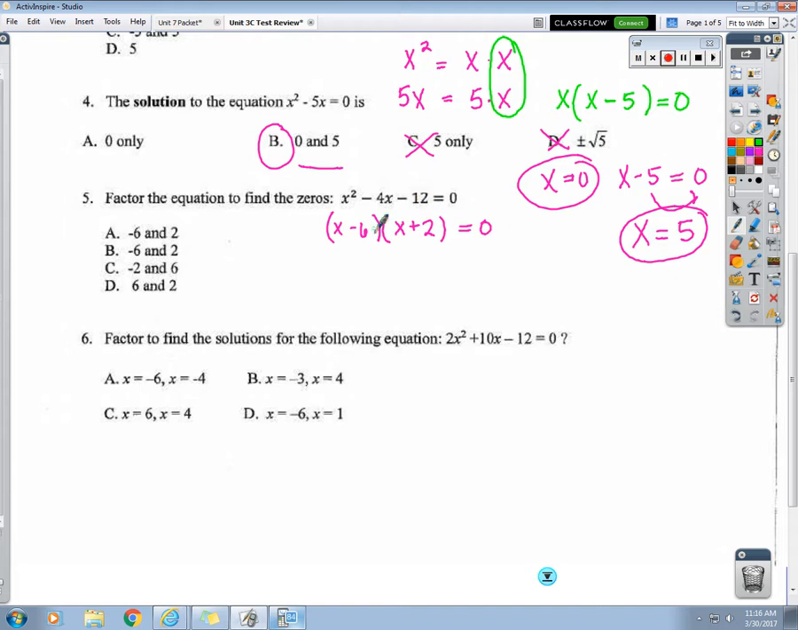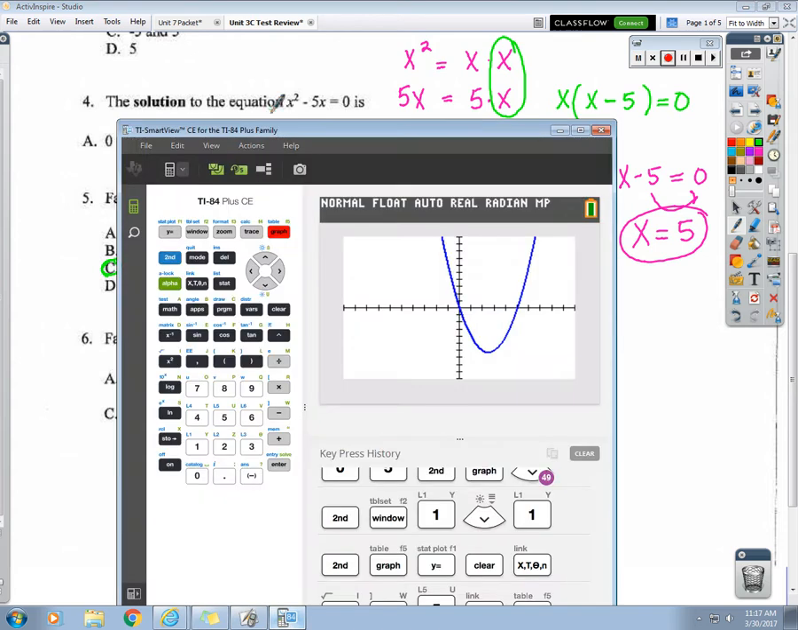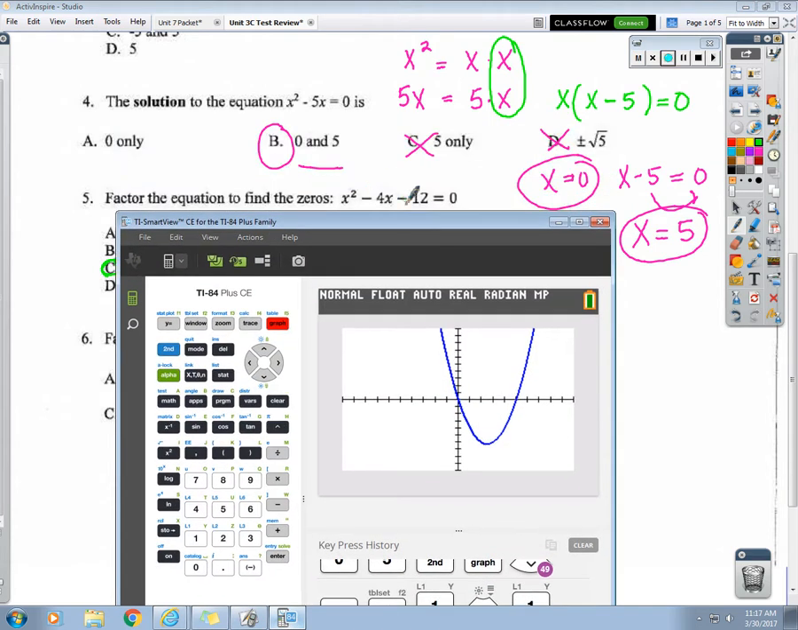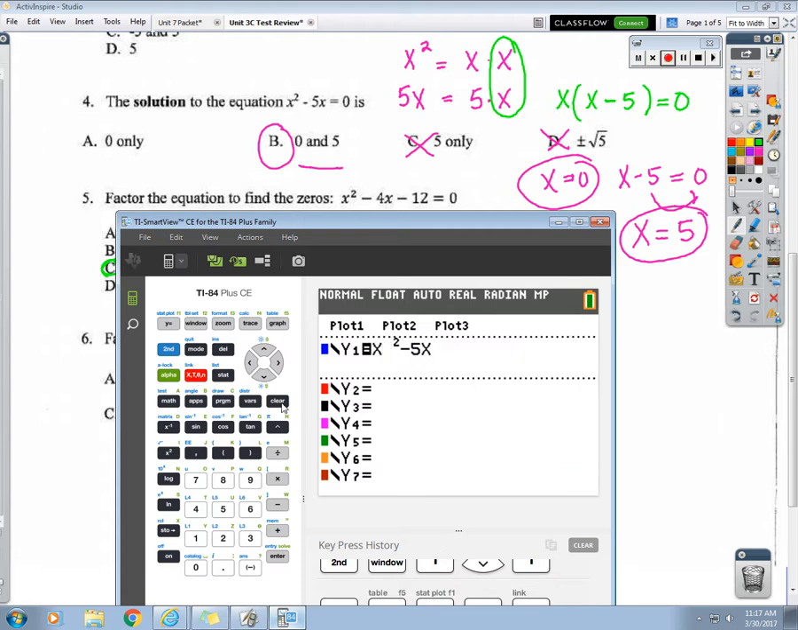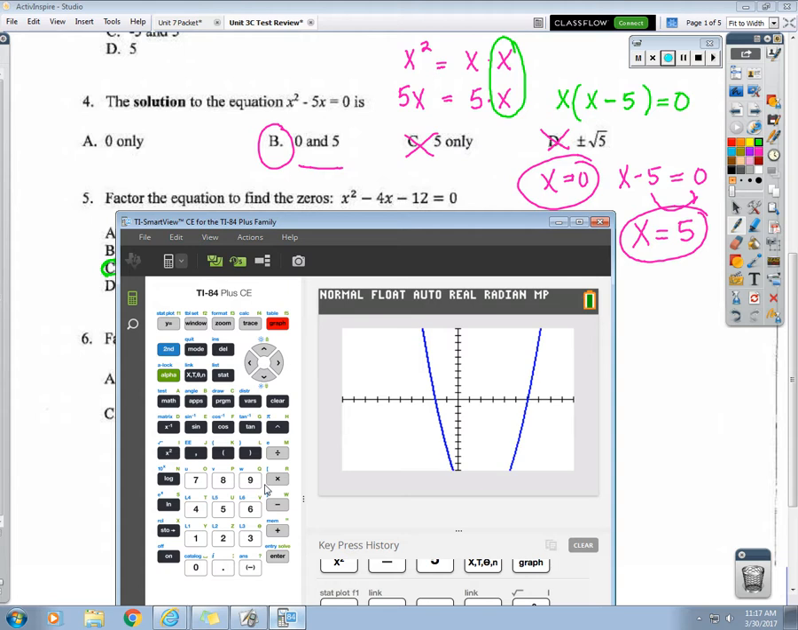But remember, these are factors. So the final answers would actually be what and what? Positive 6, the opposite of the factored form, and negative 2, which is C. Okay? Let me show you what else you could have done. You could have just graphed this trinomial right away. X squared minus 4x minus 12. Where do we see it cross the x-axis?